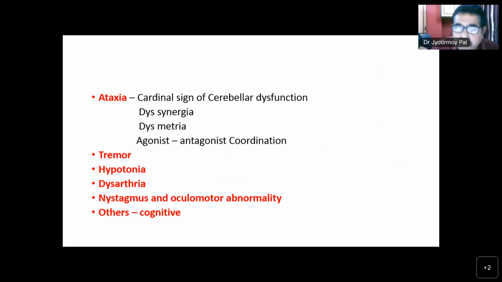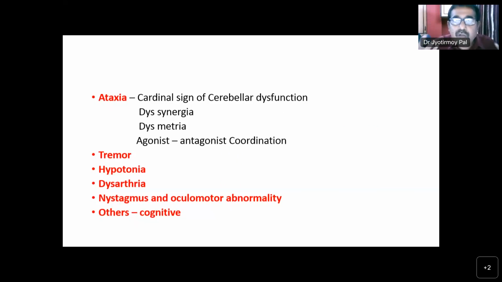It depends on the function, because I told you there are three parts: one is the flocculonodular lobe, one is the vermis, and one is the hemisphere. The flocculonodular lobe is basically for eye movement and balance of the eye. The vermis is basically for gait and stance, that is the proximal limb muscle and axial muscle, and the hemisphere is for the distal muscle. The output of the cerebellum is basically excitatory.